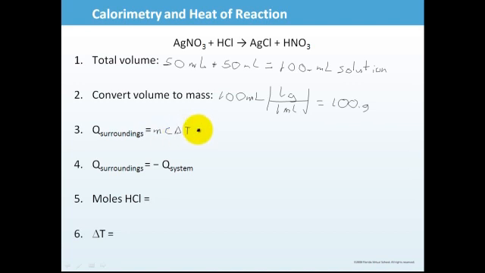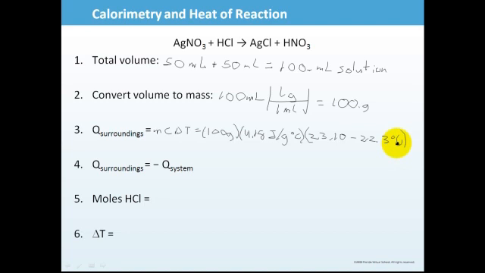Okay, what we learned in the regular lesson. So the m we just determined was 100 grams. C is the specific heat of water, so that's 4.18. Again, the units were joules per gram degrees Celsius. And delta T is the final temperature minus initial temperature. So our final temperature was 23.1, and our initial temperature was 22.3 degrees Celsius.